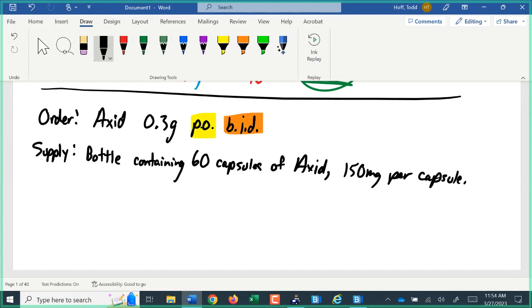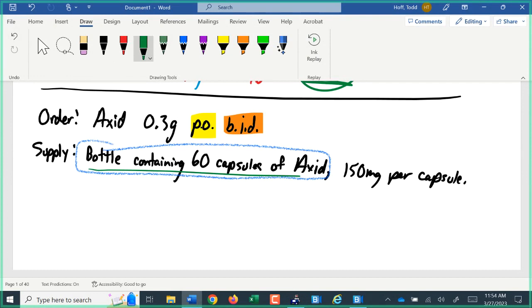So here's an example where we have some unneeded information. The fact that our bottle contains 60 capsules of Axid just means that we have a total of 60 capsules that we can administer over time. Has nothing to do with the calculation of how much to give to this patient on each individual administration. It does tell us, if we're going to look at a long-term medication of a patient, how long we'd be able to go before we'd have to get a new bottle. That's really all it tells us. Again, nothing to do with the calculation.